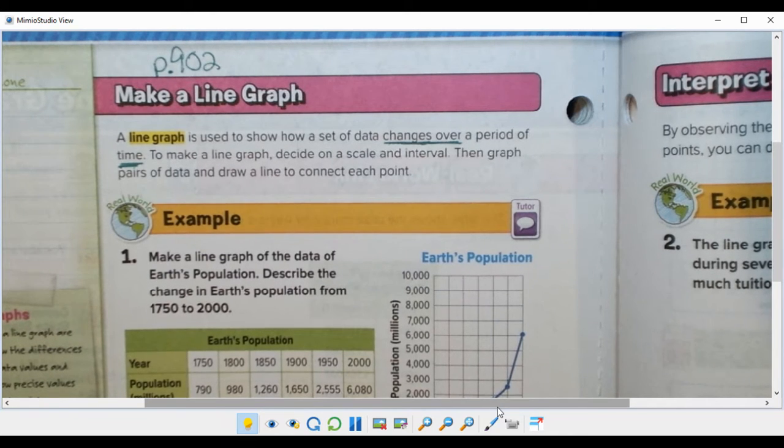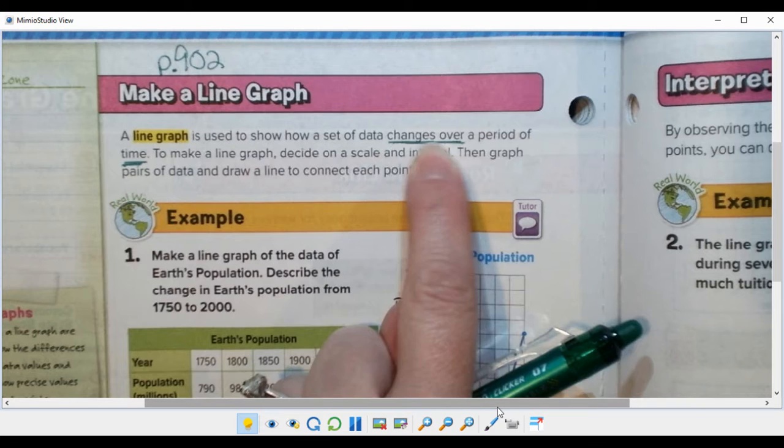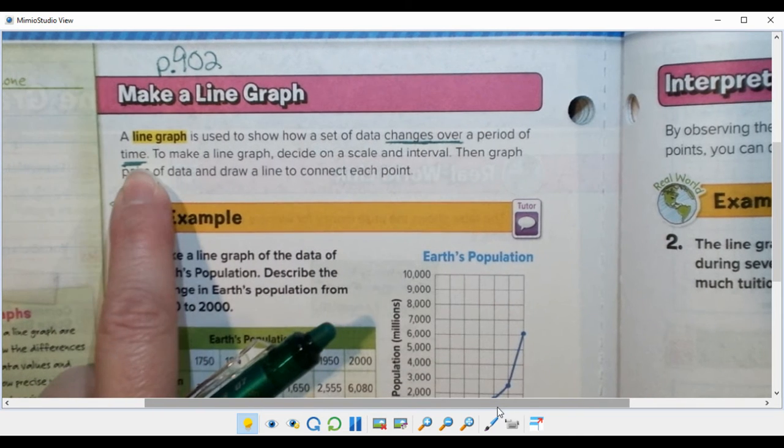So if I was to ask you a question today, what's the weather outside? What's the high temperature? That can't be done in a line graph because it hasn't changed. But if I ask you today, and I ask you tomorrow, and I ask you the next day, and I ask you 3 weeks from now, that could be graphed with a line graph because it shows change over time.